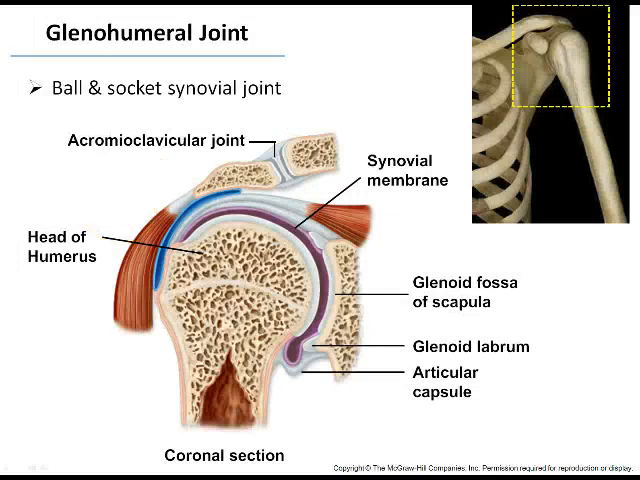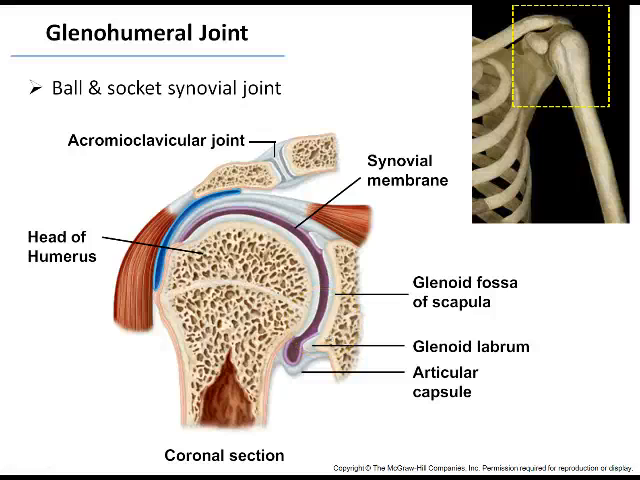Let's look internally at the glenohumeral joint in this coronal section. Orientating yourself, we're looking at the shoulder region, the glenohumeral joint, and we've cut through the joint in a coronal or frontal plane. Inside the joint structure, we can look at the head of the humerus and the glenoid fossa of the scapula, which are the two articular surfaces contributing to the formation of the glenohumeral joint.